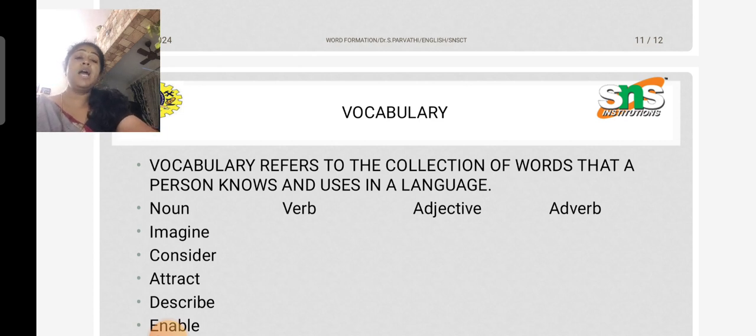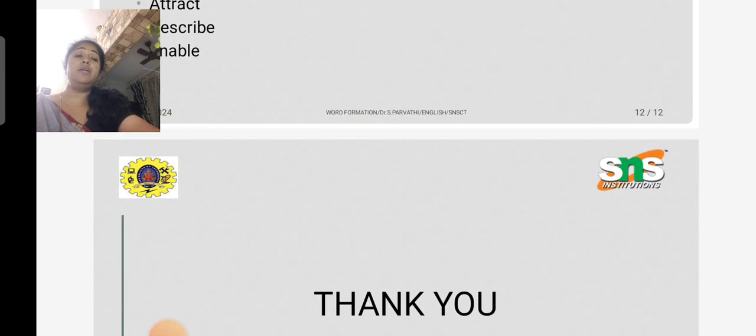And here, for example, I'm going to give you the word imagine. If I ask you to write imagine as a word, you have to create a word for the noun, a word for the adjective, and also the adverb. So there is a proper group of letters you have to add to the root word. So you will get the noun, verb, adjective and adverb. So this is how words are formed.